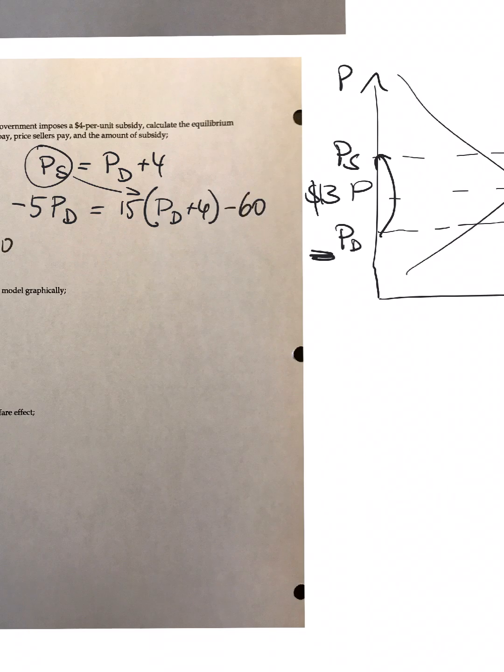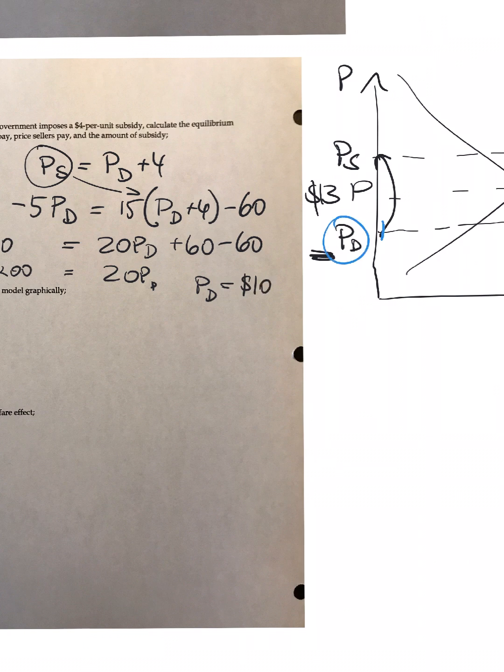So I'm going to get 200 equals 20 PD plus 60 minus 60. So 20 PD equals 200. And this price on the demand curve is actually equal to $10. So this is the price we just solved for. That's going to be $10 over here. Now I can plug this PD into this. Plus 4, I'm going to get a $14 price on the supply side.